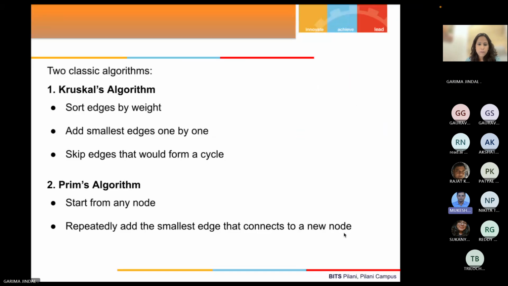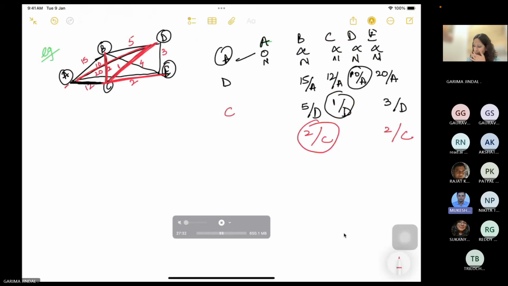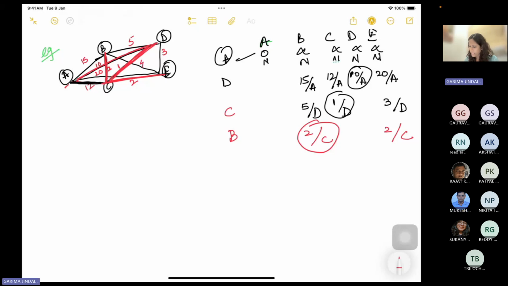Can you explain the last step, from B to E? How have we reached it? It should be 4, right? From B to E.